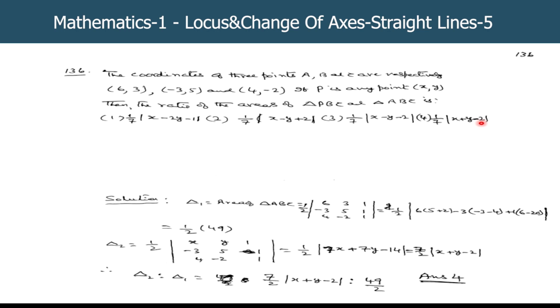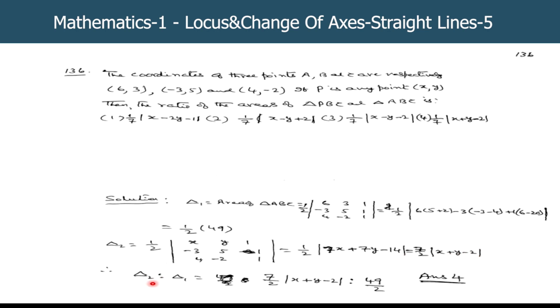And now here you just have to use the area of the triangle formula. You know that delta 1, the area of triangle ABC, is half of the determinant (absolute value) with rows 6, 3, 1; minus 3, 5, 1; 4, minus 2, 1, which if you simplify it gives 49 by 2. Delta 2 is the area of triangle PBC. This is half of the determinant with rows x, y, 1; minus 3, 5, 1; 4, minus 2, 1. So, if you expand it, you will get 7 by 2 into modulus of x plus y minus 2.